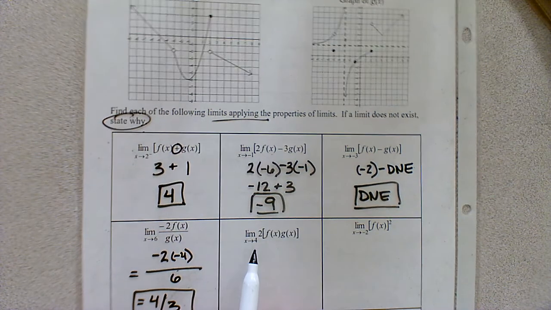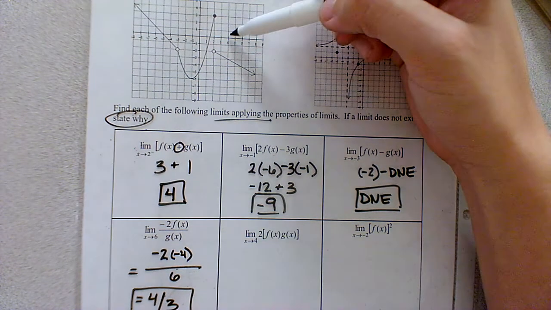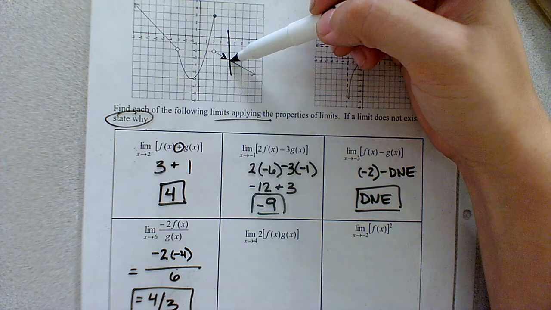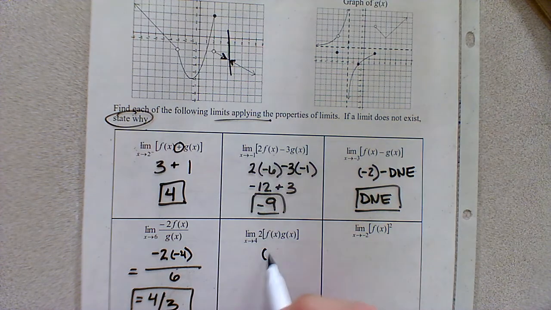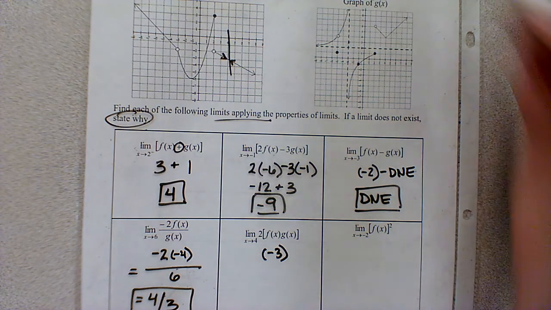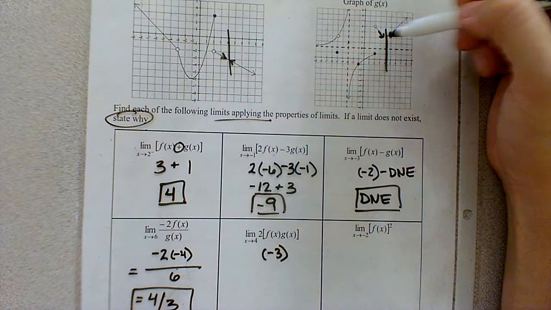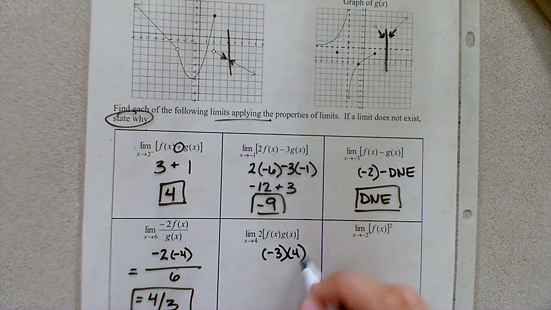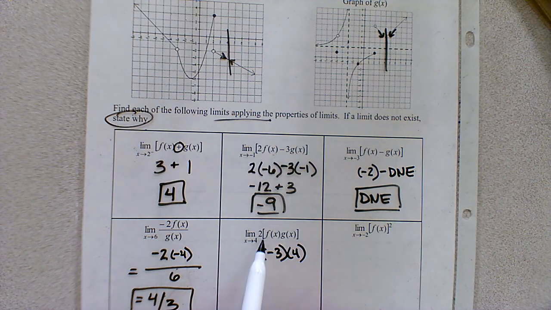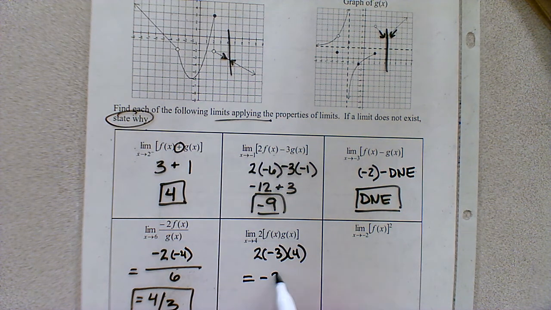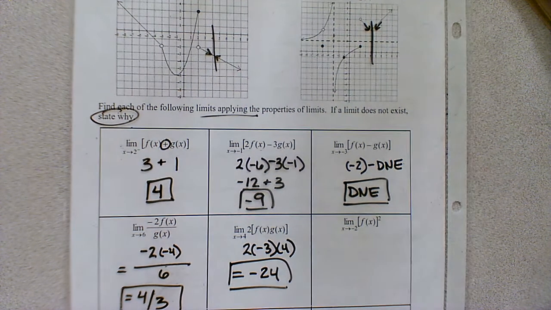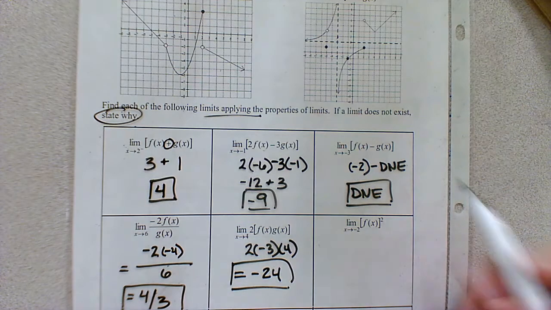Alright, let's go ahead and approach 4 from both sides. So on the f graph, from the left and the right, we get closer to negative 3. From the g graph, oh, there we go. From the left and the right, we're approaching a height of 4. Okay, that's what I did previously over here by accident. And we want to multiply all that by 2. So negative 6 times 4, we'll get negative 24.